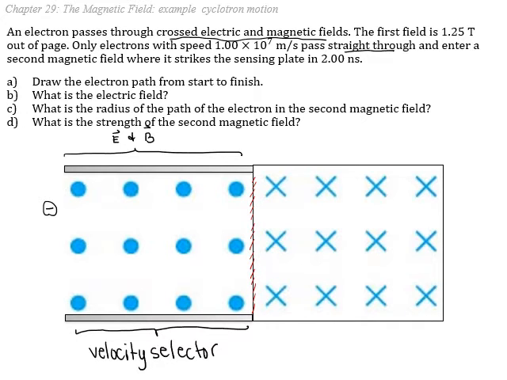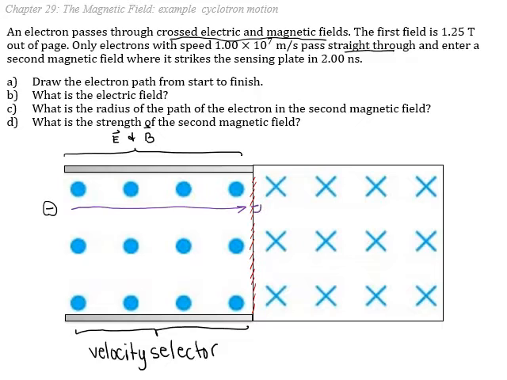So part A, draw the electron path from start to finish. Our electron comes in, it's moving to the right, goes all the way through. It does not deflect up or down, because the problem says these pass straight through. So it's going through with our velocity there.